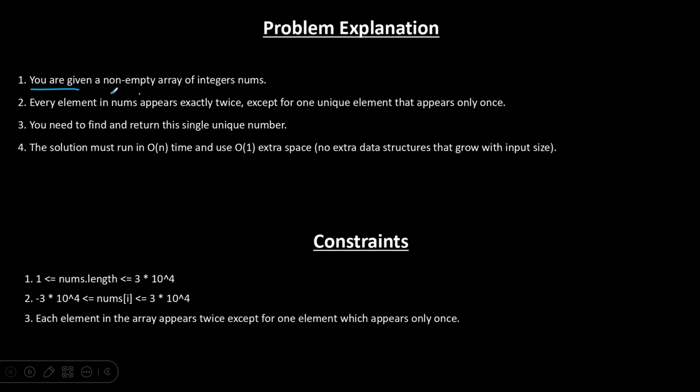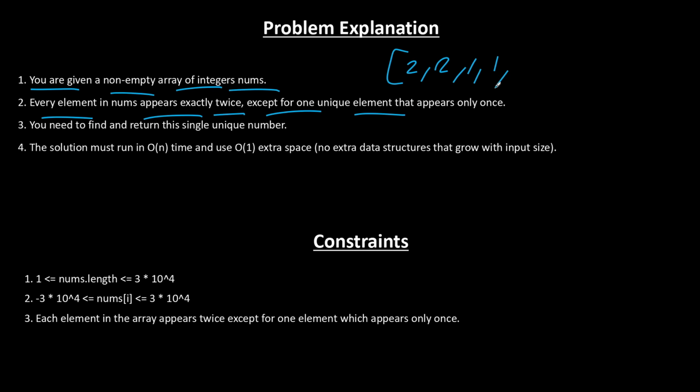So you are given a non-empty array of integers nums. And every element in nums appears exactly twice except for one unique element that appears only once. So basically, you're given some non-empty array. Suppose these appear multiple times and this appears only a single time. So this is the kind of array given to you, and you need to find and return this single unique number.